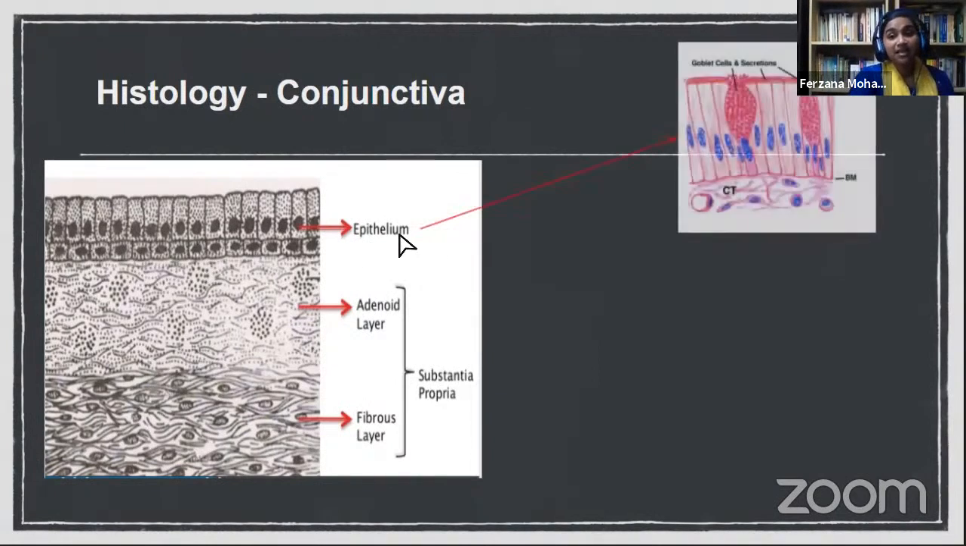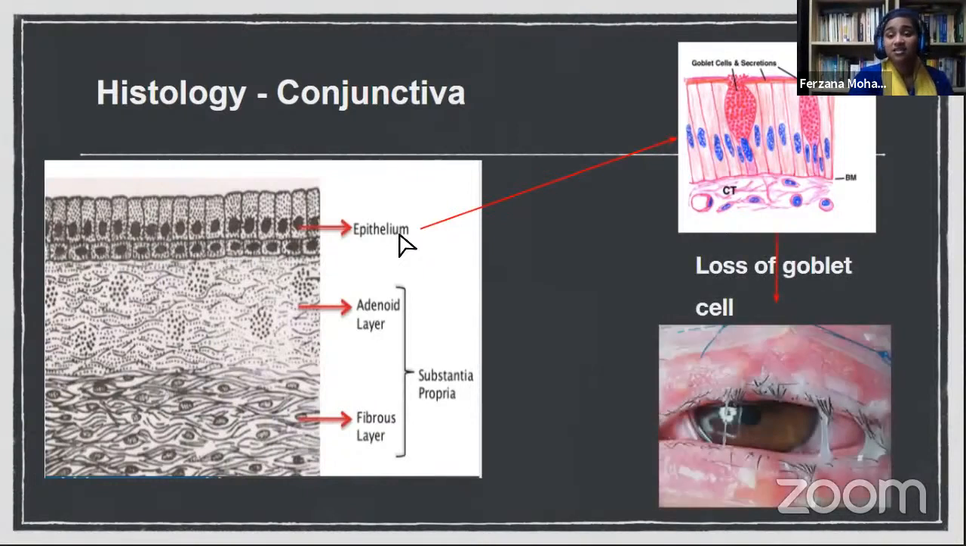The epithelium contains the goblet cells, which secrete mucin. And it is this mucin that provides stability to the tear film. So with any loss of goblet cells, you will get ocular surface disease and severe dry eye, such as in xerophthalmia and Stevens-Johnson syndrome.